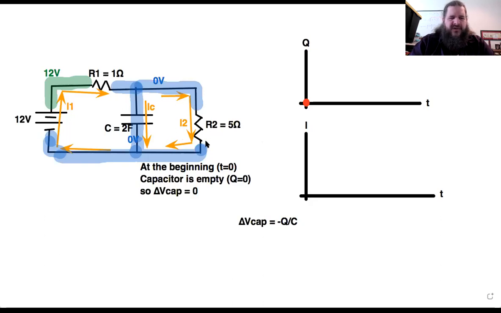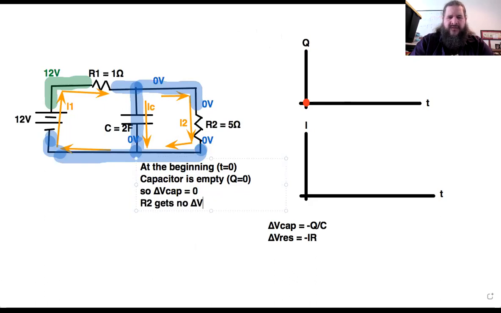Yeah, because this R2 resistor, if you take a look at the voltage drop for a resistor, the delta voltage for a resistor is the usual Ohm's law, negative IR. If this resistor has no delta voltage, because the voltage before and after are both 0 volts, same voltage before and after means no difference in voltage, and no difference in voltage means no current. So this is another thing we can conclude. R2 gets no delta voltage, so current 2 is 0. We know that at this instant in time, current 2 is 0.